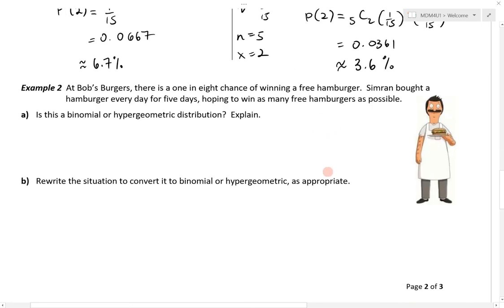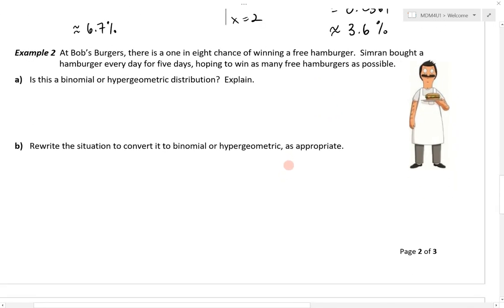All right, example 2. At Bob's Burgers, there is a 1 in 8 chance of winning a free hamburger. Okay, let's highlight that for a second. Simran bought a hamburger every day for 5 days, hoping to win as many free hamburgers as possible. Is this a binomial or hypergeometric distribution? Since each trial is either a success or a failure, and the trials are independent of each other, we're going to say this is a binomial distribution.